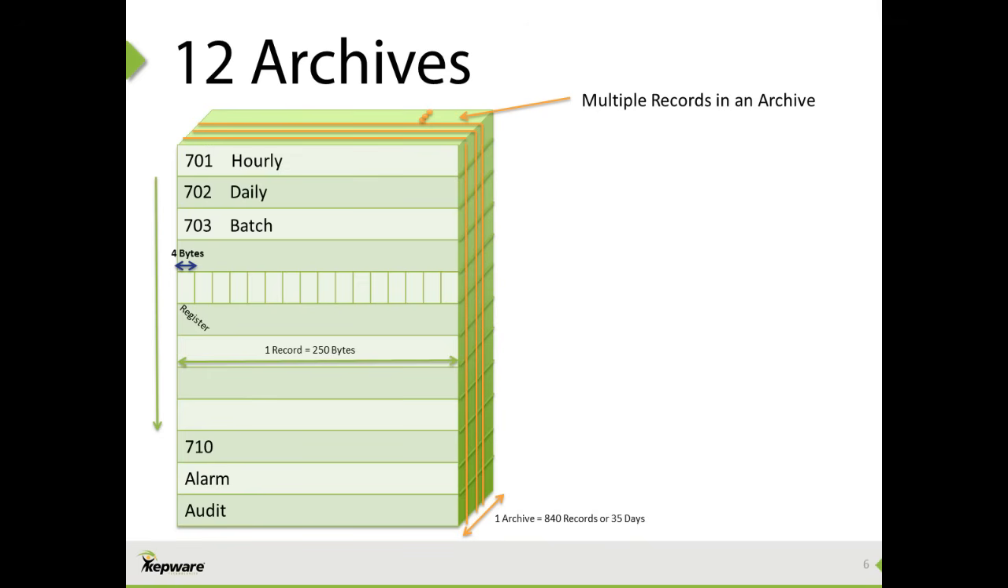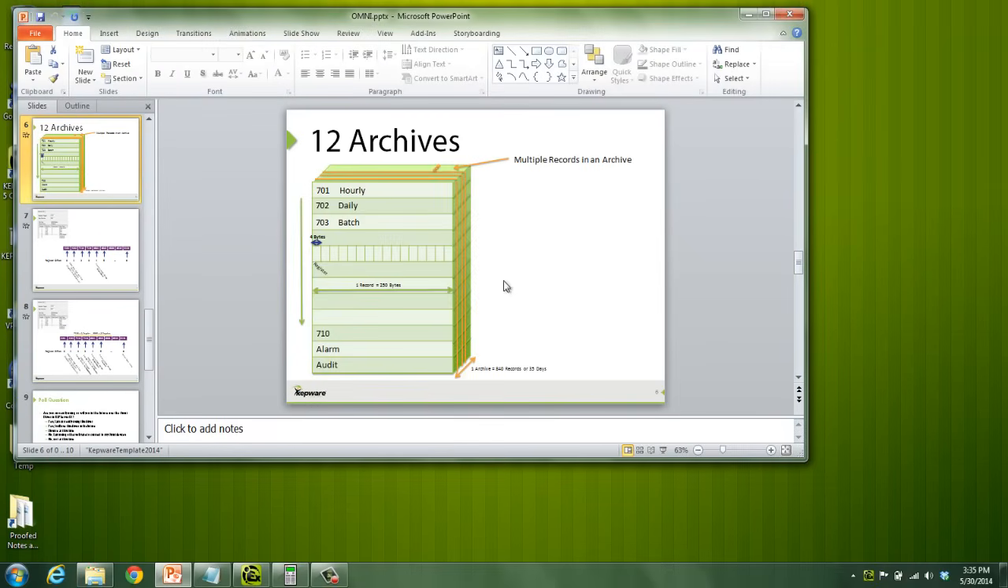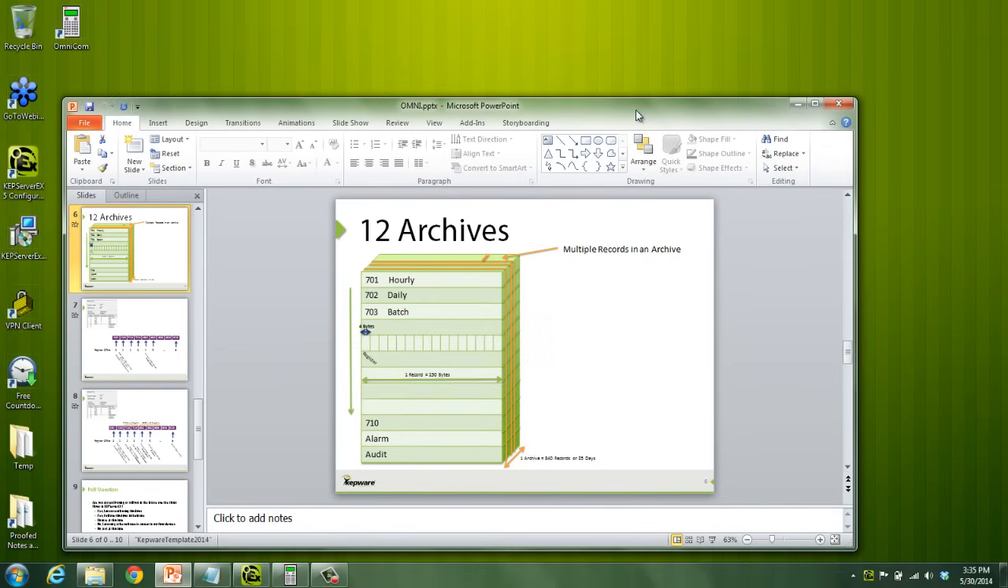In order to properly configure KEPServerEX to connect to your OMNI Flow computers, you need to get a look into the device and see what is in the device. Since this is all configurable, all of this information can be configured by the user. To get a look into the device, we use a software called OmniCom. I have the OmniCom software right here on my desktop, so I'm going to open that up.